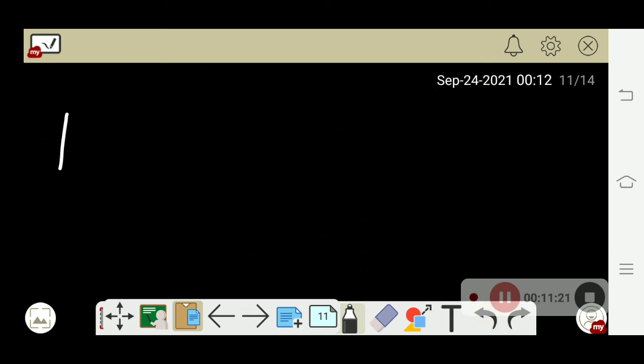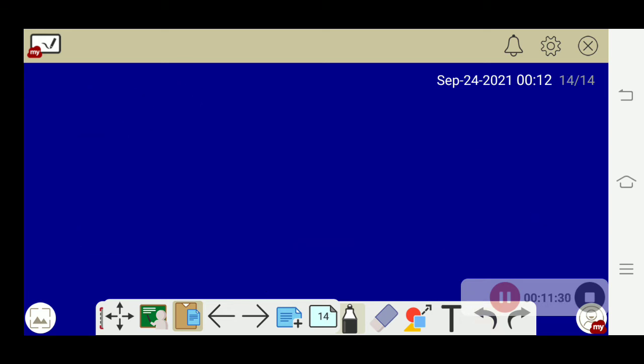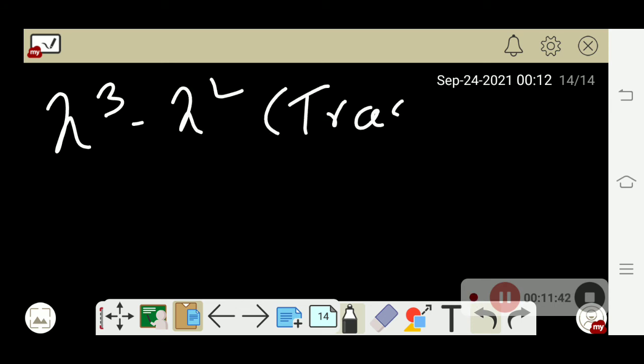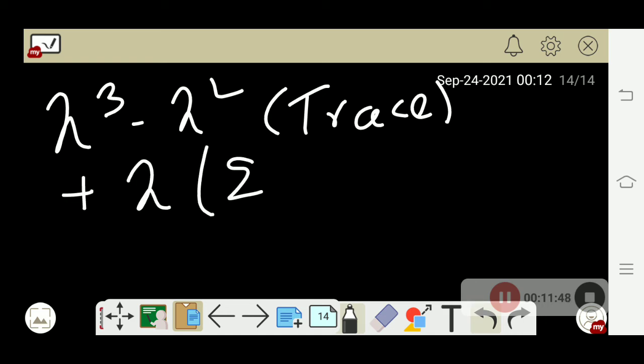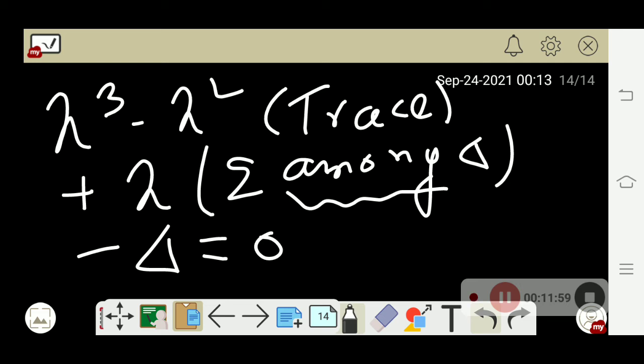So trace equals 6. So what is our characteristic equation? Okay. Lambda cube minus lambda square trace plus lambda sum of what I say minors, or all possible determinants, minus the determinant. This is no official name. This is the name given by me. You can use another name as per your convenience.